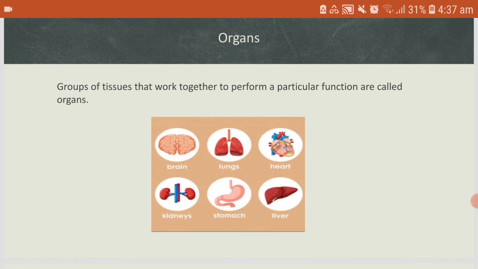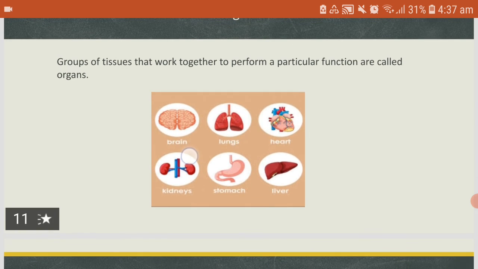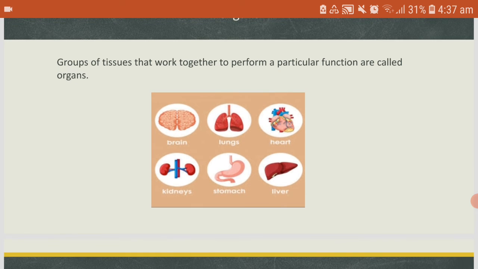First of all, we have the brain. The brain is responsible for controlling all the functions of our body. Then we have the lungs. The lungs are involved in the process of breathing. Then we have the heart. Our heart pumps blood throughout our body.